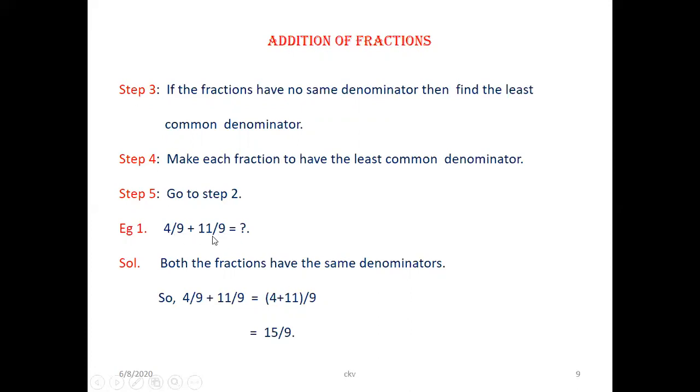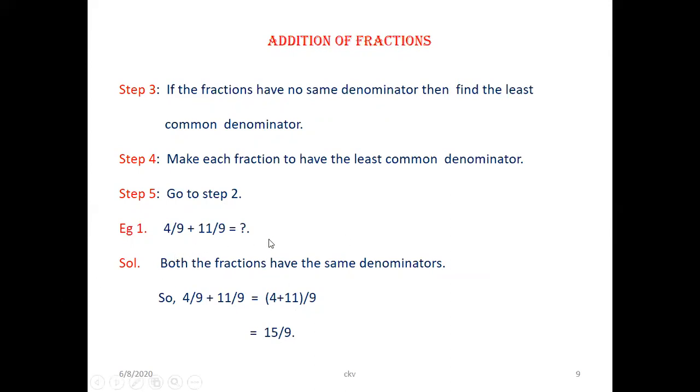When both the fractions have the same denominator, what I said is you must add the numerators. That is 4 plus 11, which is 15, and whatever you have as the common denominator, you can put it in the denominator of the sum of these two fractions. So 4 plus 11 is 15 by 9. This is the sum of these two given fractions. But this is the case when both the fractions have the same denominator.